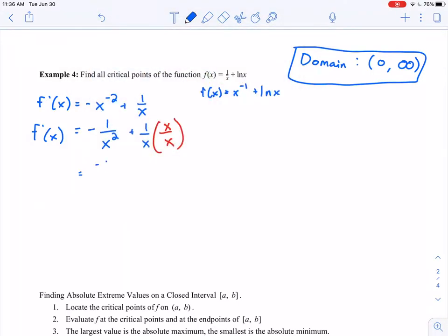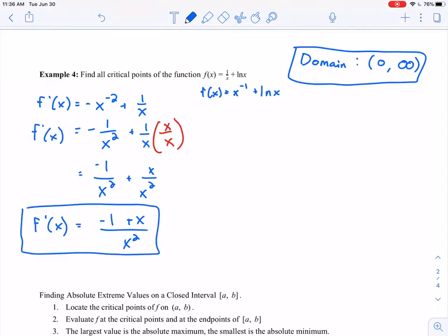So this is -1 over x squared plus x over x squared. This ends up being negative 1 plus x divided by x squared. So that's what it looks like once we have our common denominator. I think that this is actually going to be easier to work with algebraically. And the reason I think that, let me give myself a little bit more room here.